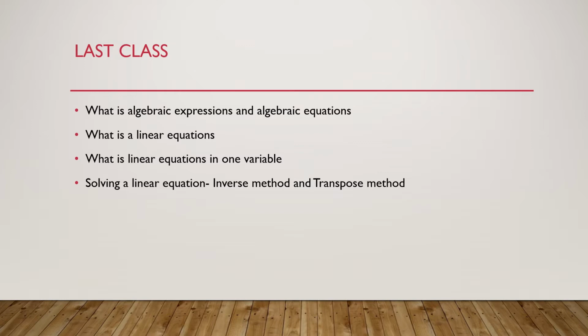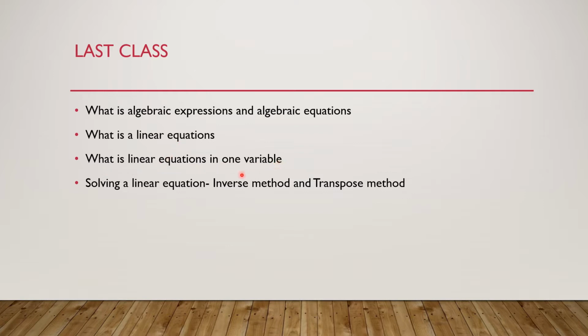Whenever you put an equal to sign in an algebraic expression, it becomes an algebraic equation, like 2y is equal to 5. Then we discussed what a linear equation is. When in an equation the maximum power of the variable is 1, it is known as a linear equation. In our course, we have to study linear equations in one variable.